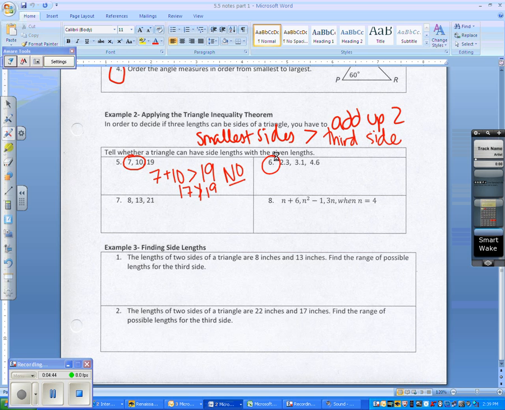You're going to try to do that same thing for 6 and 7. For number 8, it's the same kind of concept, except I'm just making you use some algebra. So you're going to have to first plug in.